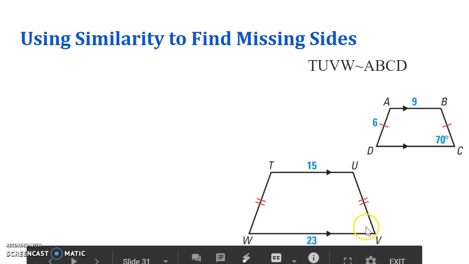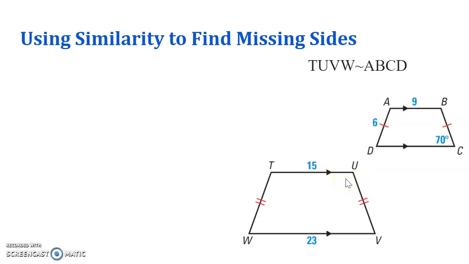Okay, but if we know that angle V is 70 degrees, what is angle U? Well, angle U and angle V are same side interior angles of parallel lines, and we know that TU and WV are parallel lines. So therefore, they are supplementary. So if this is 70 degrees, the angle U has to be 180 degrees minus 70, which is 110 degrees.